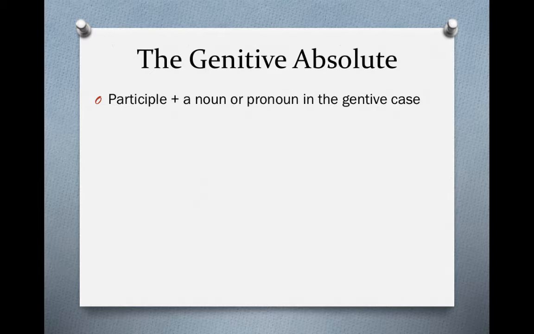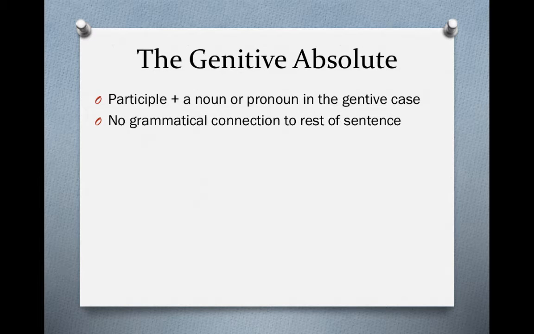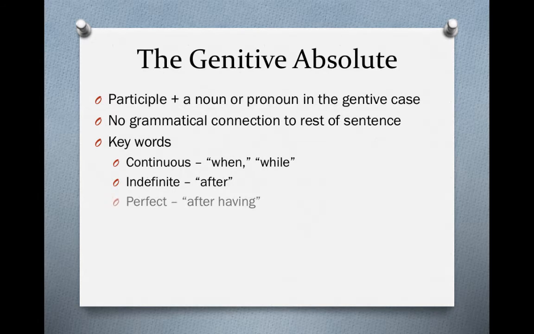The last thing we need to talk about in this lesson is what is the genitive absolute. This is when a participle appears with a noun or a pronoun in the genitive case. So both will be in the genitive case, and usually there's no grammatical connection to the rest of the sentence. Now there is a connection in the sense that it gives us a fuller picture of what was going on at the time, but grammatically the sentence can stand alone without the genitive absolute construction. So when we see a continuous participle, we'll often want to include the key words when or while. If it's indefinite, after, or if it's perfect, after having.